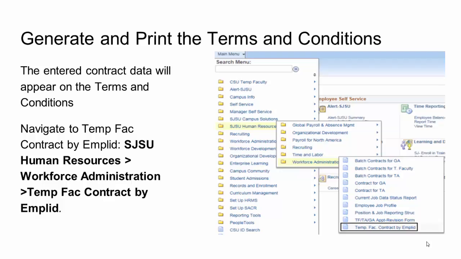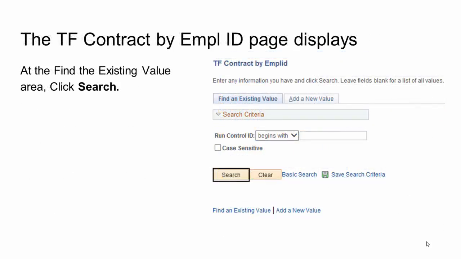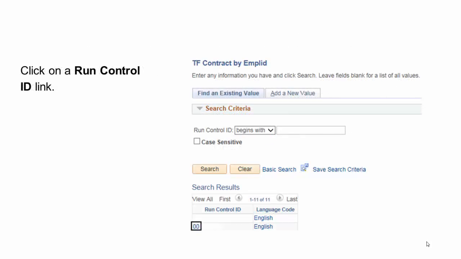Navigate to Temp Fac Contract by EMPL ID: SJSU Human Resources, Workforce Administration, Temp Fac Contract by EMPL ID. The TF Contract by EMPL ID page displays. At the Find an Existing Value area, click Search. Click on a Run Control ID link.